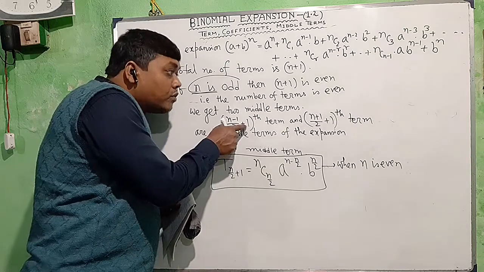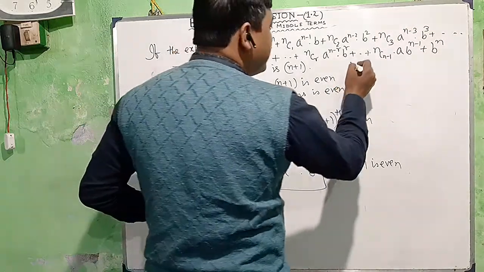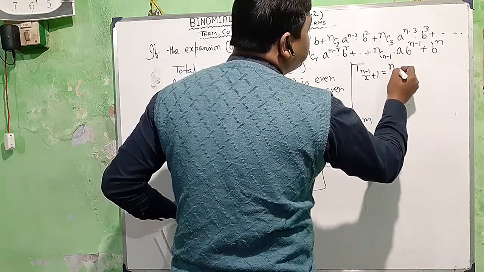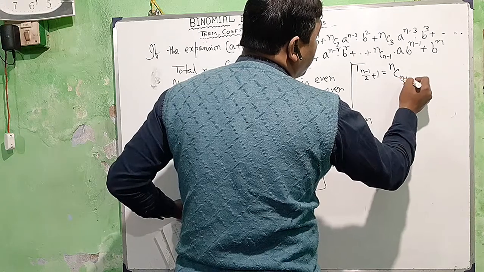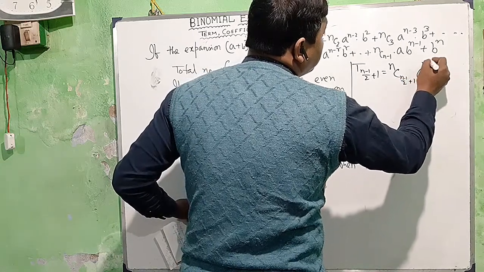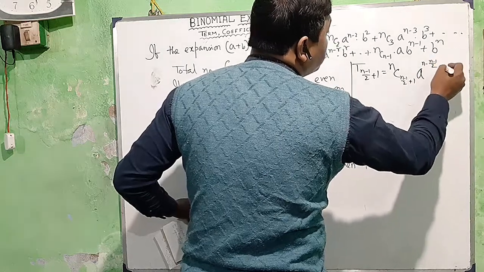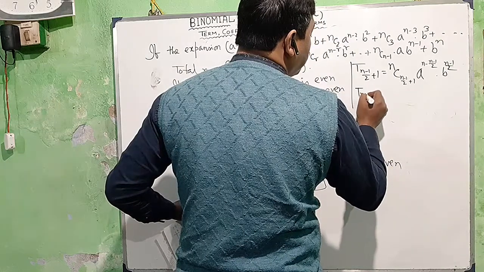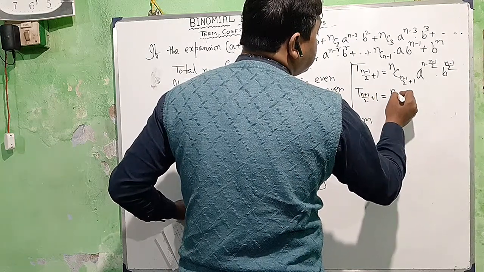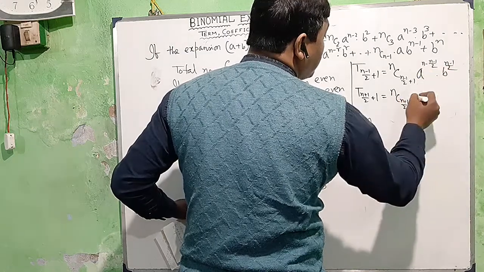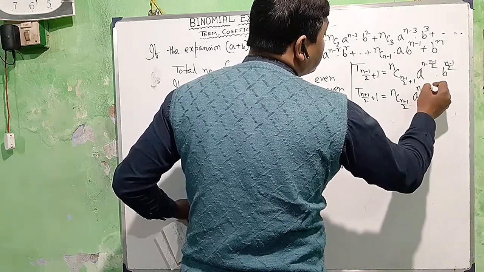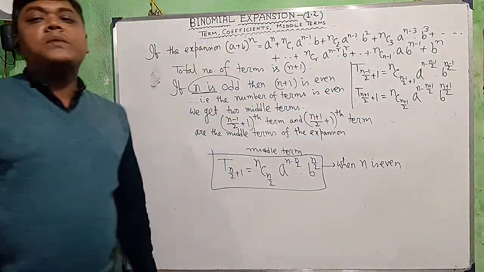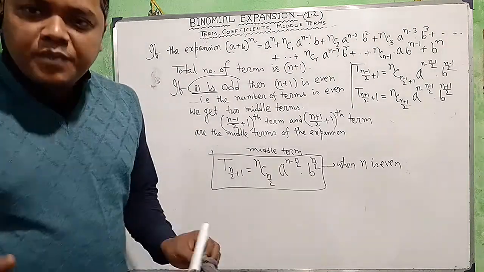You can also calculate it for this case: T(n-1)/2 + 1. So nC((n-1)/2), a to the power (n-1)/2, b to the power (n-1)/2, and T(n+1)/2 + 1, that is nC((n+1)/2), a to the power n minus (n+1)/2, b to the power (n+1)/2. So if you put the value of n, then you will get the simplified result.